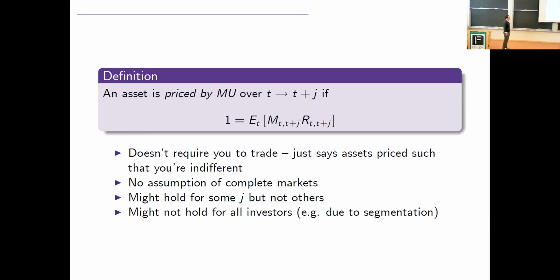Certainly, people could have misspecified beliefs, and that will show up in the M. If you have some view about probabilities, there's no difference between that. Mathematically, it's 100% identical to having some other difference in marginal utility.